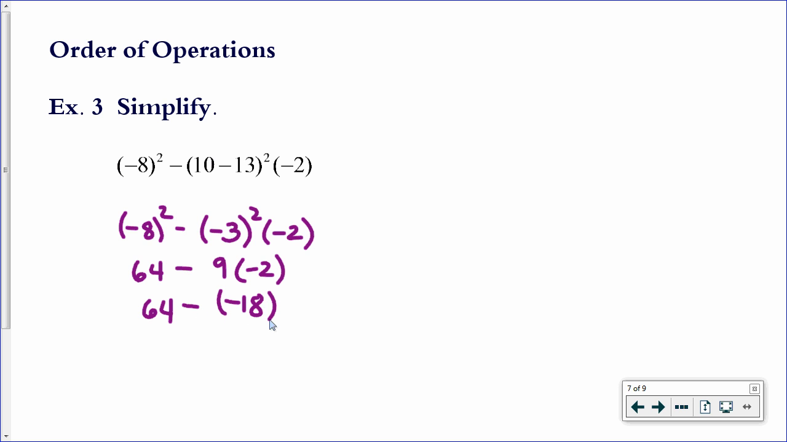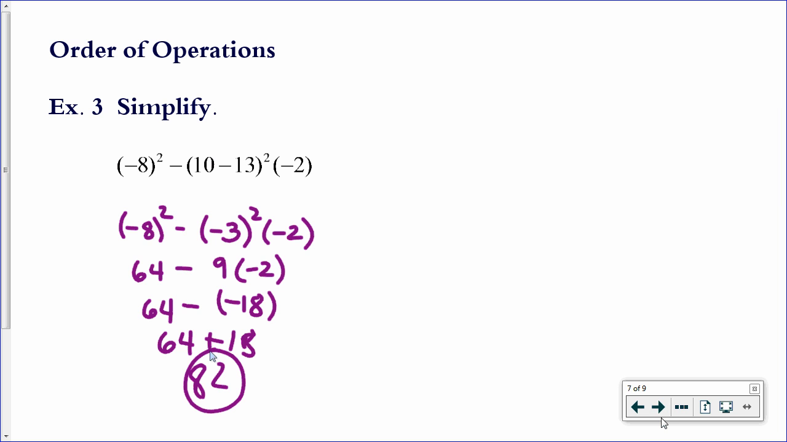Because there's a subtraction sign and a negative sign, I kept the parentheses around that. And now I'm going to change it to the addition of a regular 18. And then 64 plus 18 is going to be 82. Sorry about these. As the final result.